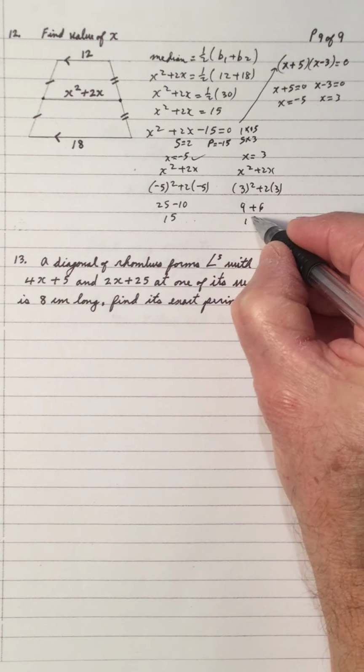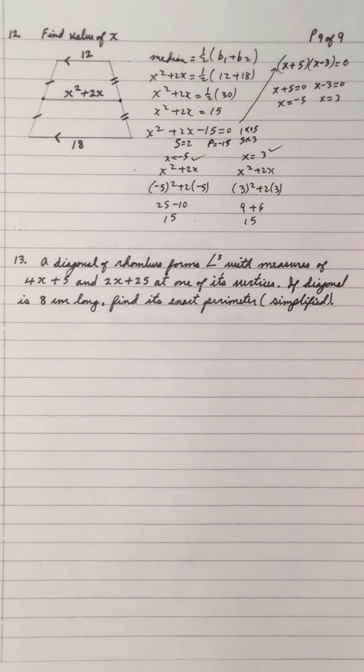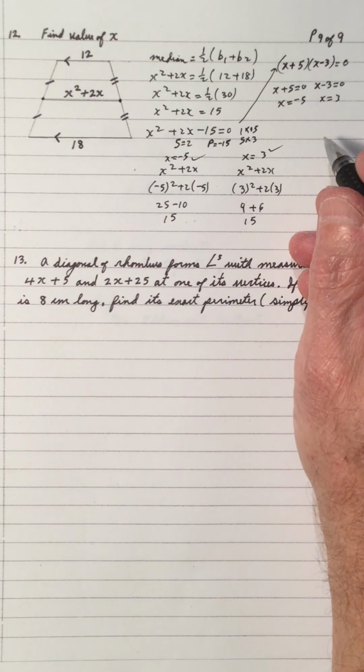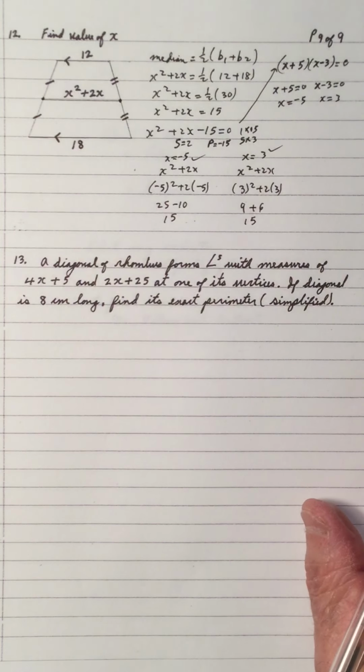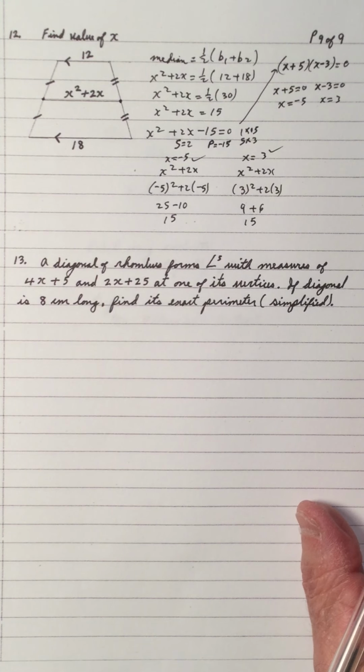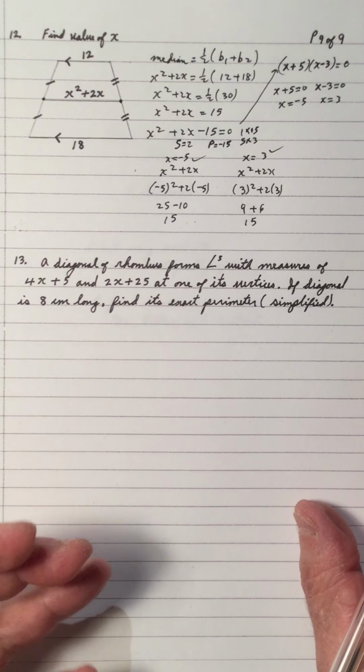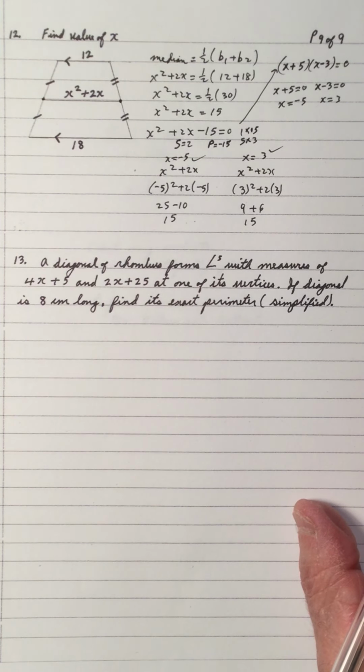9 plus 6 is 15. So that's okay. So the answers are negative 5 and 3. Both of them are the solutions for the values of x in this equation. Again, sometimes a quadratic gives you two solutions, and it'll give you two answers, but it might not fit the problem. Be careful.